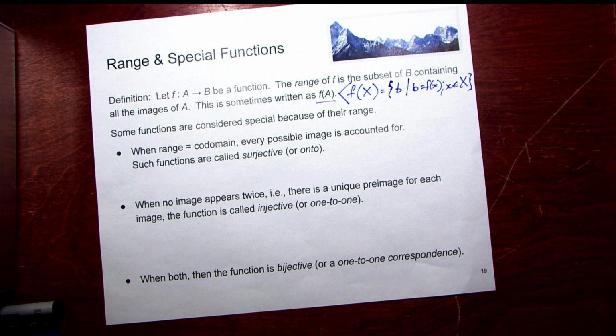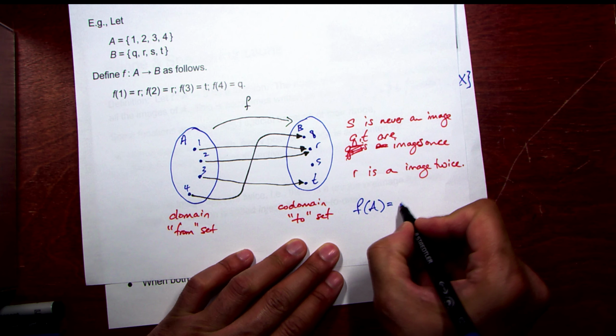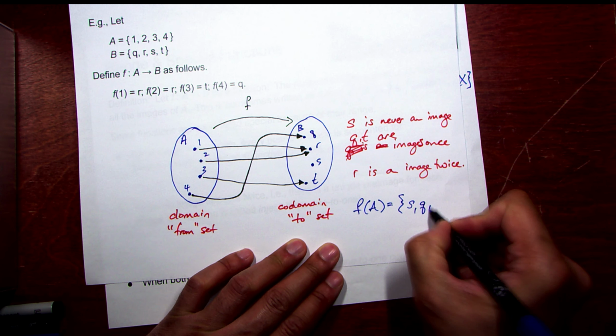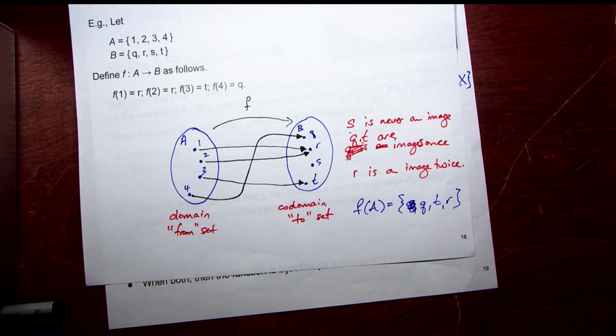Just going back to this slide for a moment. F of A collects everything that's in here: Q, T, and R. Sorry, I did it in the wrong order. So S is not in there. S is the thing that's missing.